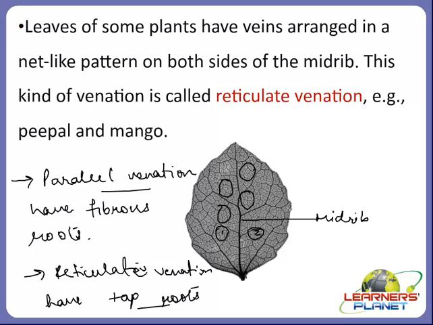So I hope you are clear with the structure of the leaf and with this venation, parallel venation and reticulate venation. So always remember that arrangement of veins and veinlets in the lamina is known as venation. It is of two types, reticulate venation and parallel venation. Reticulate venation means veins which form a network, and parallel venation means veins which are arranged in parallel rows. So now let us discuss the functions of leaves.